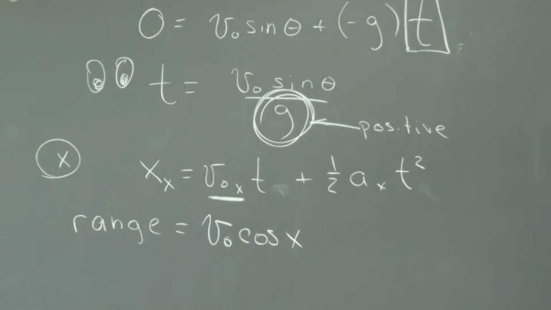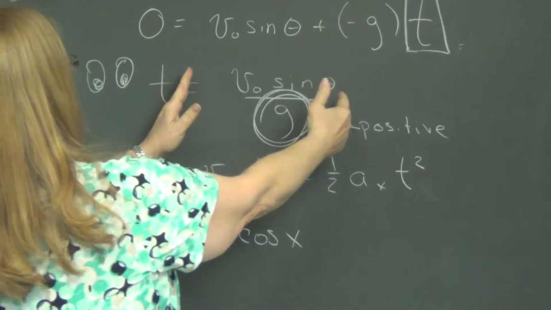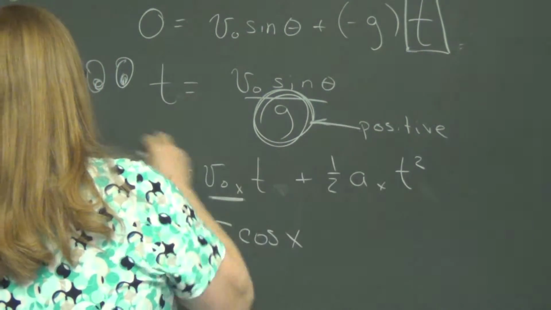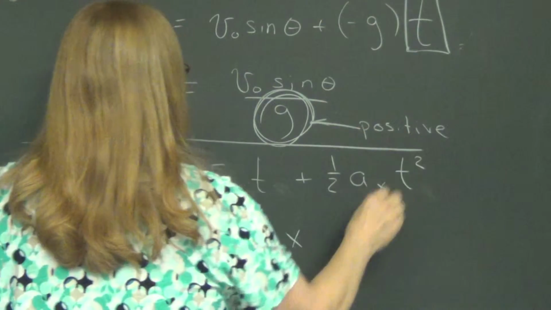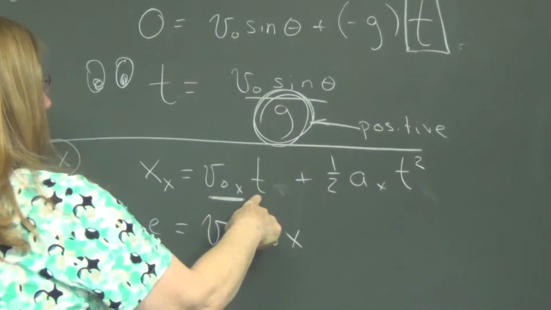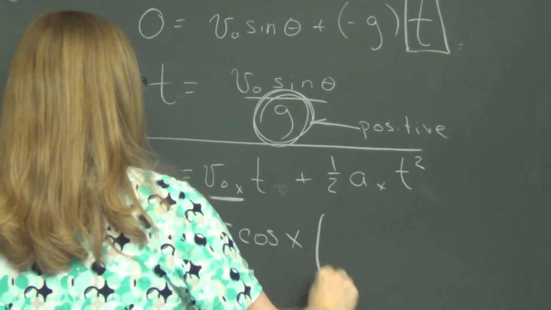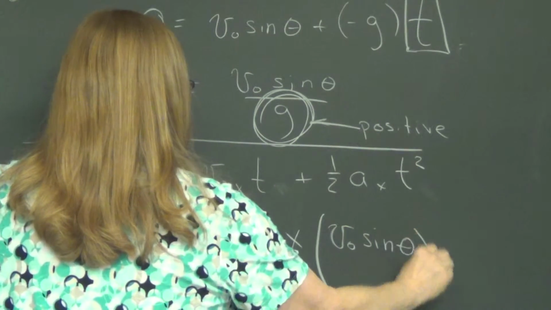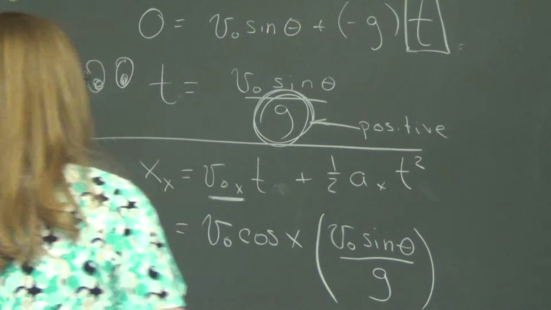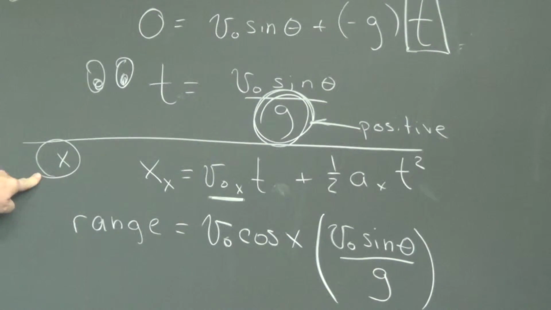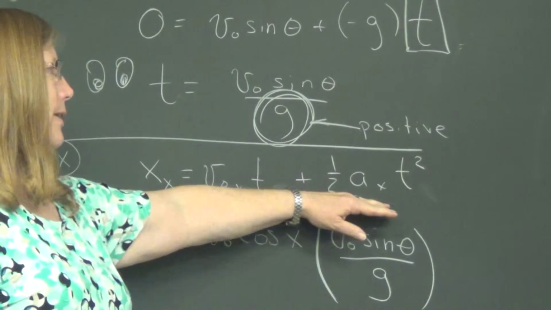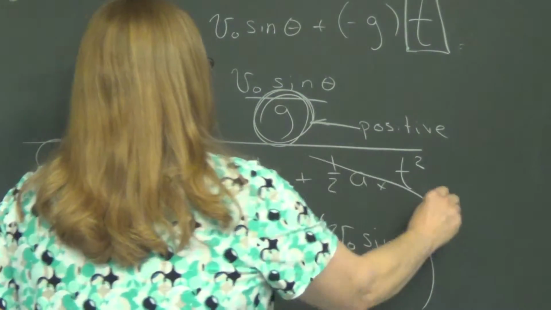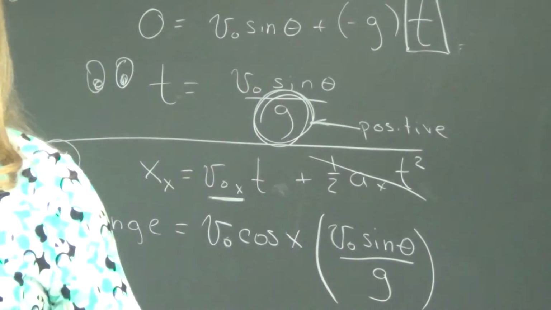So therefore, I can go up and grab the time up here from our y work. Here's the line separating our x work from our y work. So when I get to time, I'm going to put in this expression. All right, since I'm working in x, the acceleration in x is 0. So that term disappears.